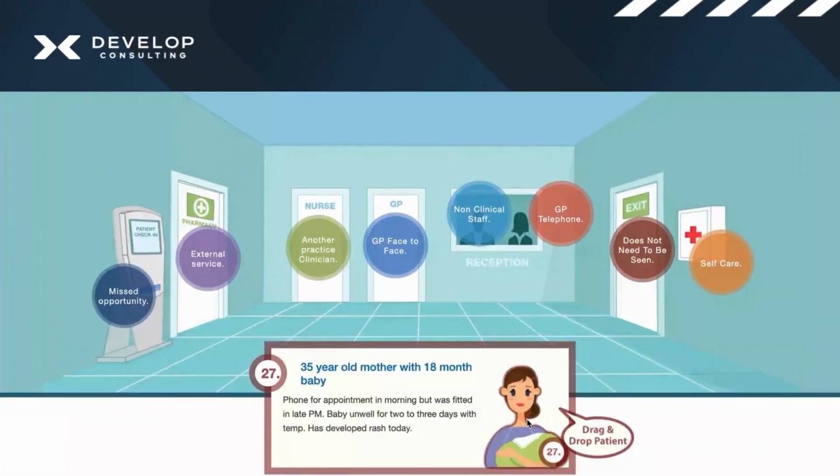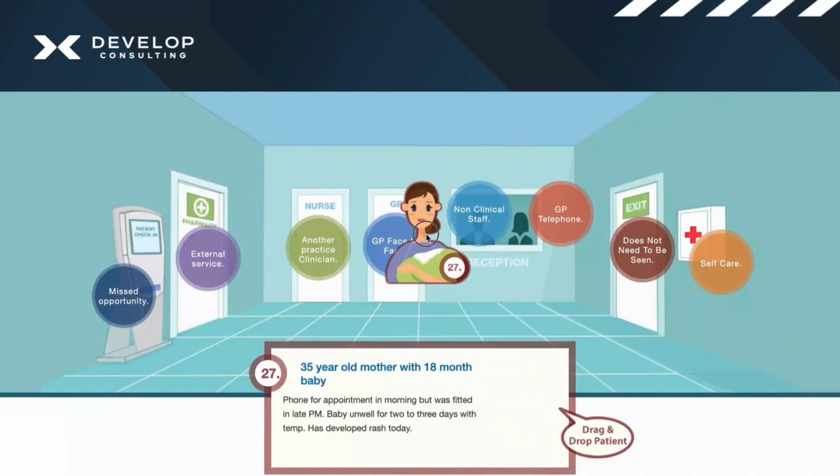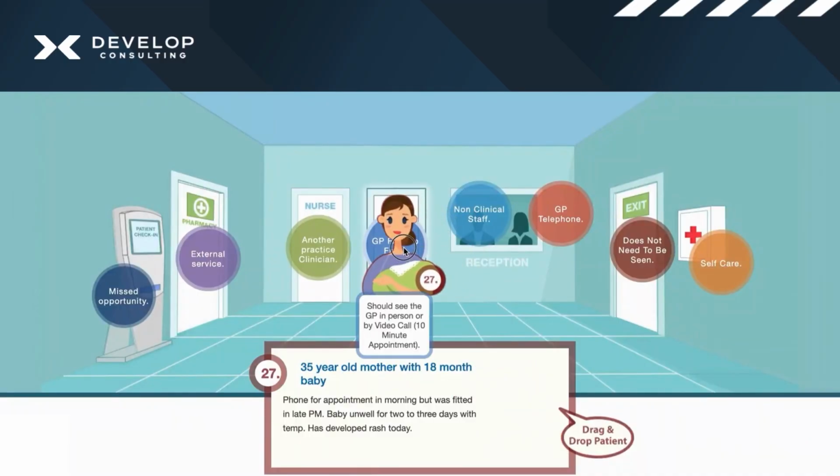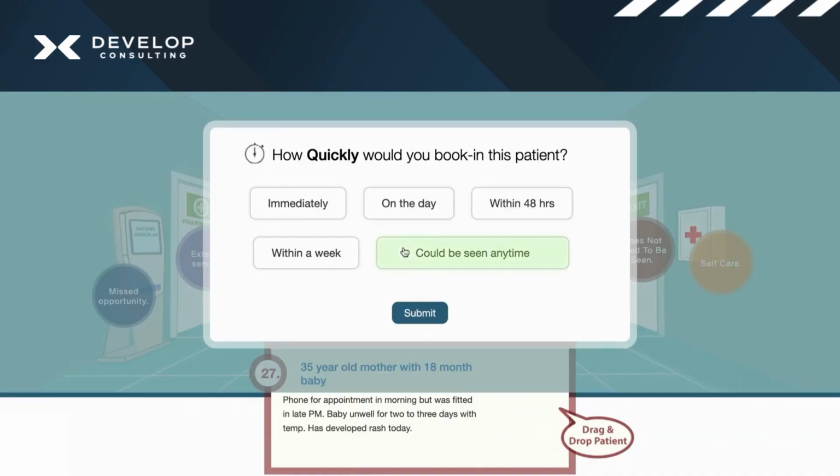Let's look at this scenario. A patient calling about a persistent rash. Notice how the system presents the key information clearly. For each scenario like this, your staff make 3 decisions: who should see the patient, how urgent the appointment should be, and what other services might be appropriate.